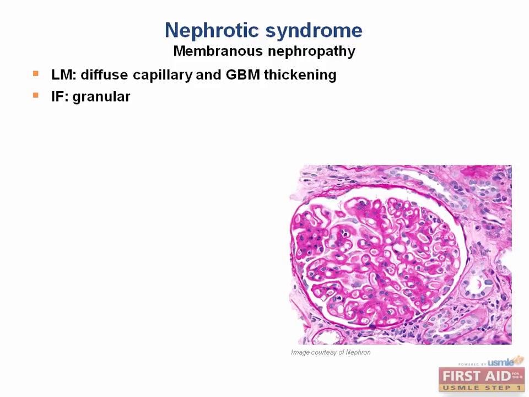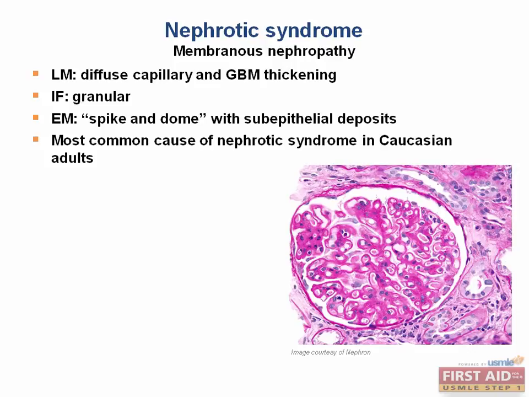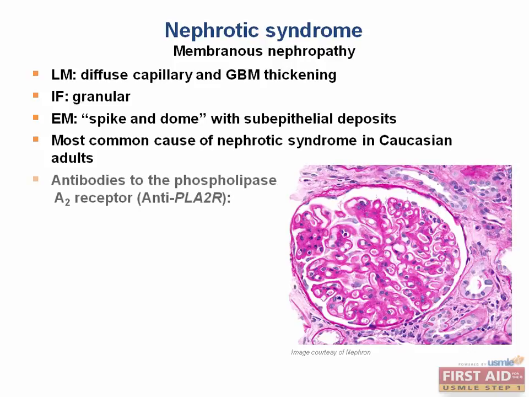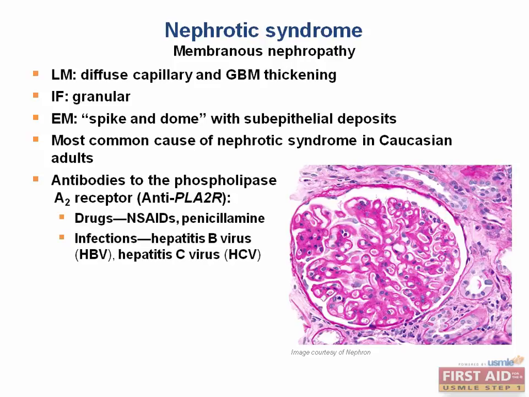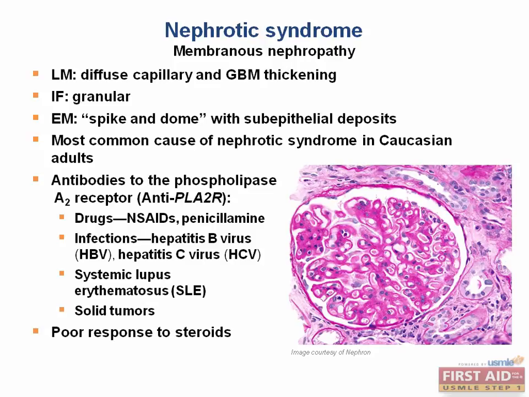There is a granular pattern on immunofluorescence due to immune complex deposition. Do you remember what sort of pattern this causes on electron microscopy? Remember that it causes a spike and dome appearance on electron microscopy marked by subepithelial deposits. It's the most common cause of nephrotic syndrome in Caucasian adults. Patients may have autoantibodies to the phospholipase A2 receptor. It can also be caused by a number of drugs, infections, lupus, and even cancers. It responds poorly to steroids.